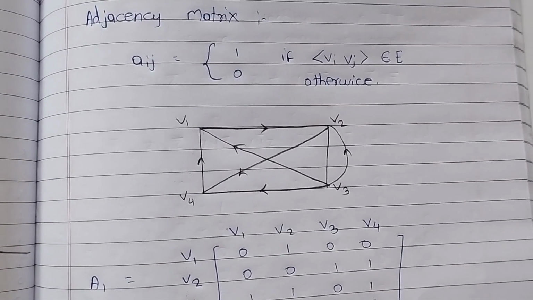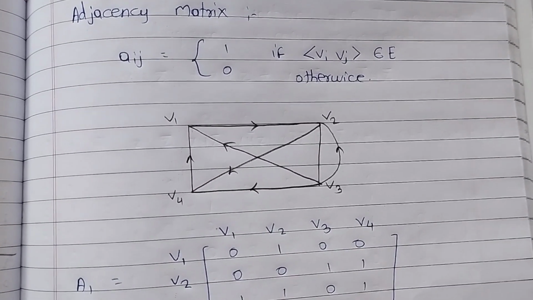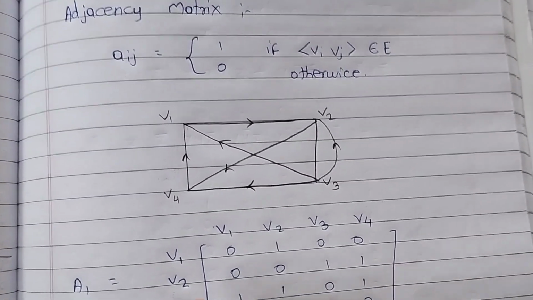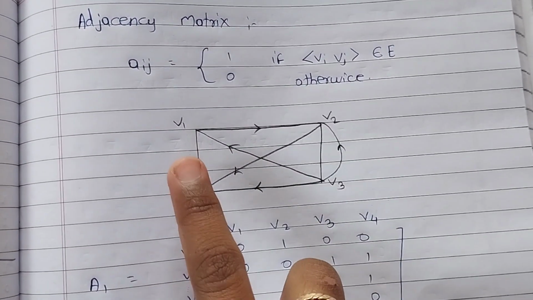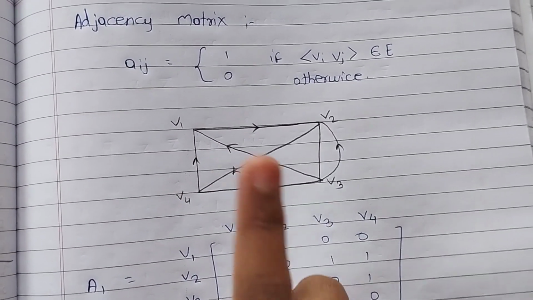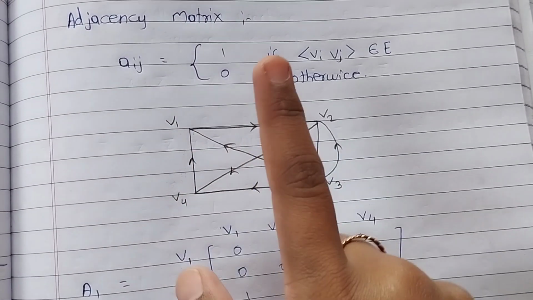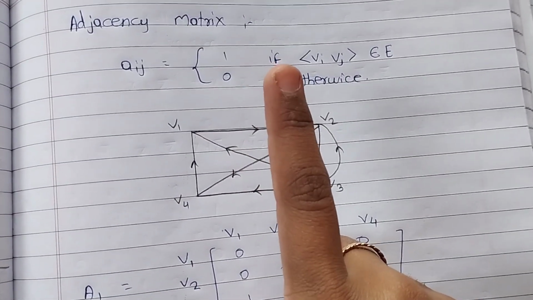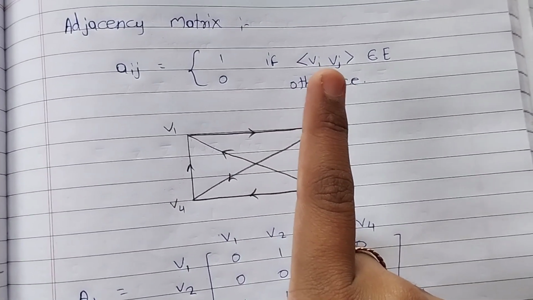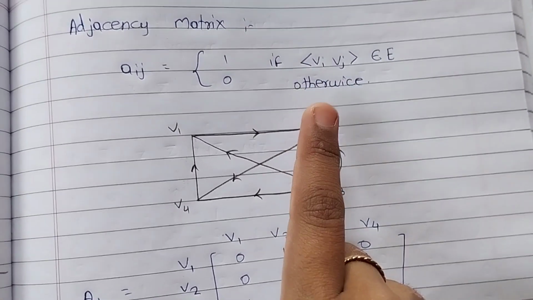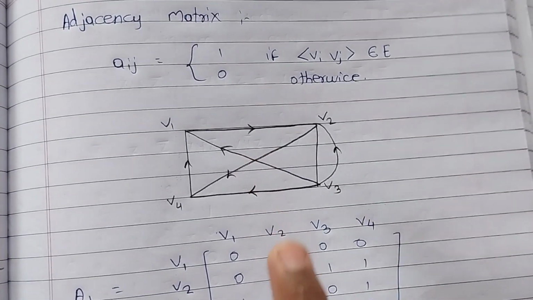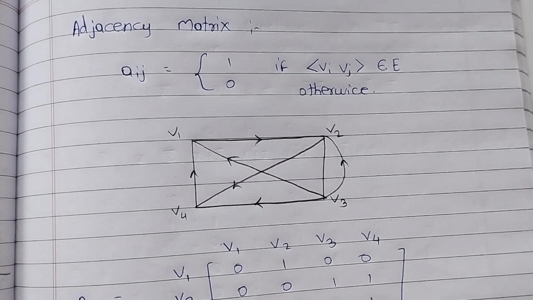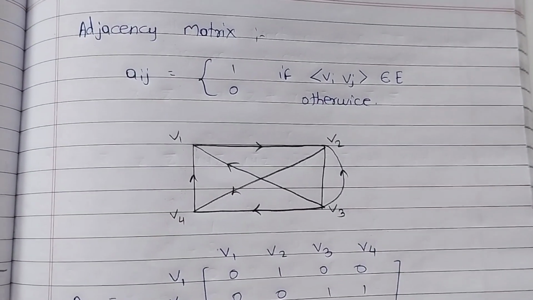Now we see the adjacency matrix. The adjacency matrix is nothing but we find out the path from one vertex to another vertex. So A of ij is 1 if there is an edge from Vi to Vj, otherwise it is 0. First we see the meaning of A1, A2, A3, A4.